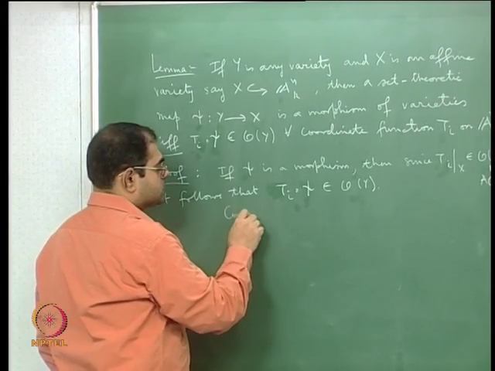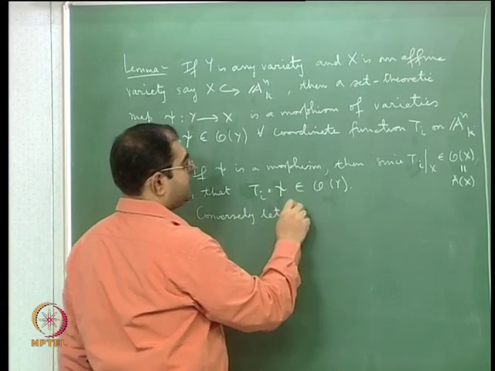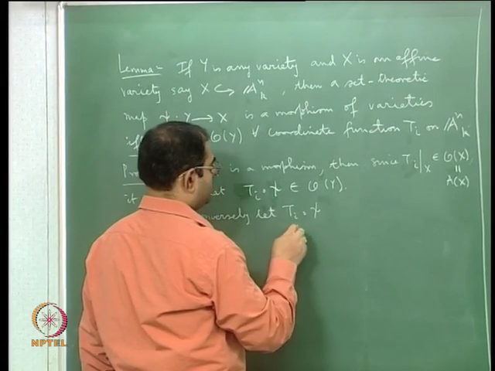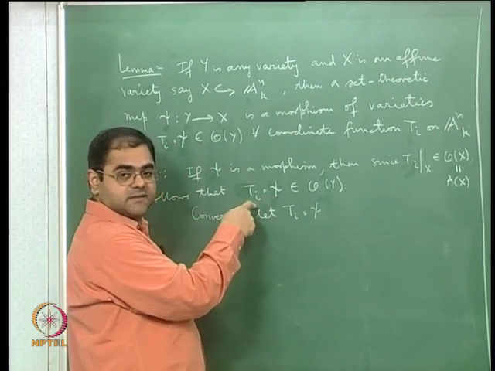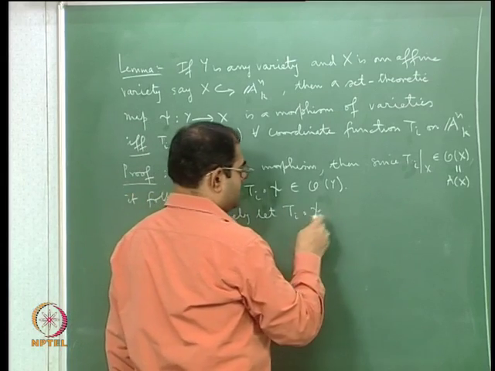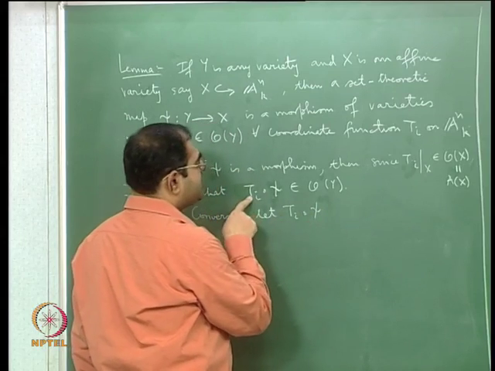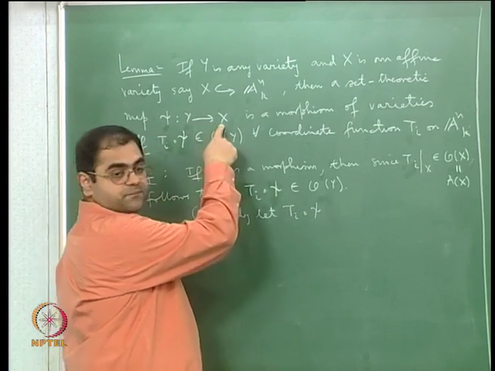Conversely, let Ti circle psi, if you want, of course here when I say Ti circle psi I mean Ti restricted to X circle psi, it does not matter, but that is what it means, because I am evaluating Ti on the image of psi which is X, because psi goes into X, okay.